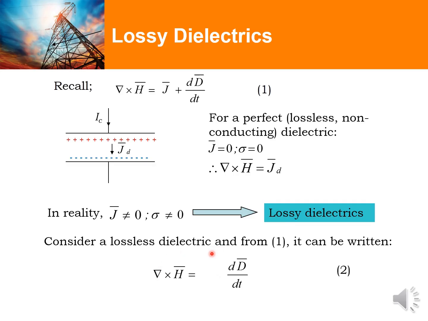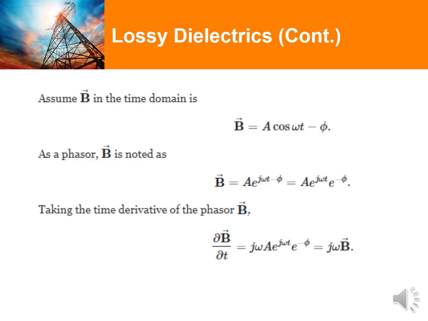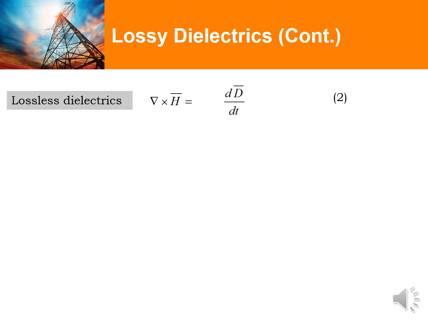We can therefore write equation 1 above based on this relation, in which curl of H is equated to d over dt of D. Another way of writing d over dt of a vector is writing it as j omega of that particular vector. From that approach, we can now describe that the curl of H is equivalent to j omega D, or j omega epsilon E.